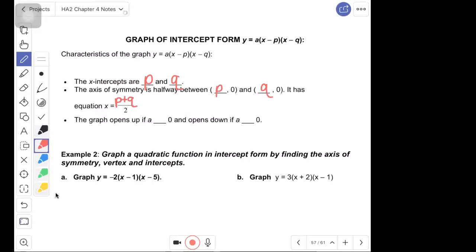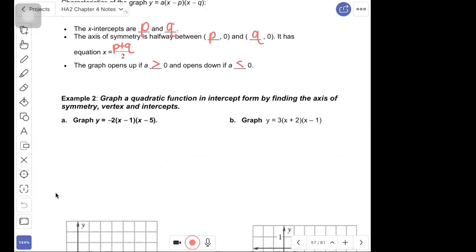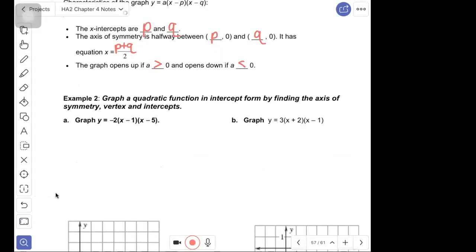So our axis of symmetry is halfway between these x-intercepts. So if it's halfway, then we're going to add them together and then divide by 2. So our axis of symmetry equation is p plus q divided by 2. And of course, if the graph opens up, a is greater than 0, and down if a is less than 0. So now we're going to graph quadratic functions that are in this form. And we're still finding all the same characteristics: axis of symmetry, vertex, and intercepts.